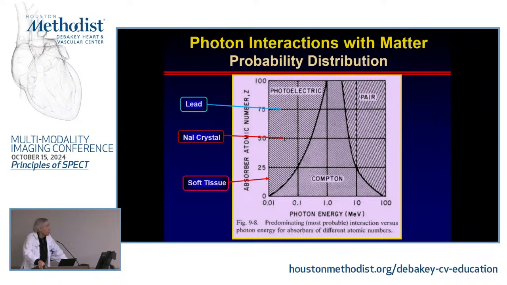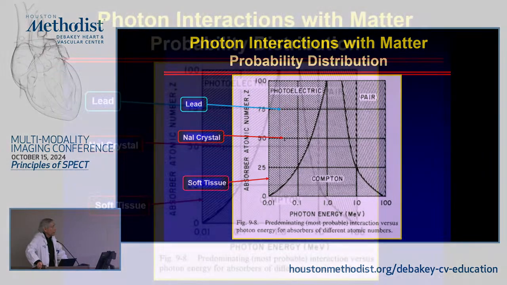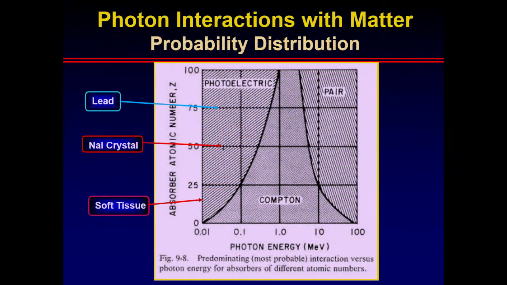Let's talk a little bit about photon interactions with matter. I have lead up here, the sodium iodide crystal, which is a standard crystal, and what we see in soft tissue, which would be in the body. And you can see this diagram looks at where you see photoelectric effect, where you see Compton scattering, and where you see pair production. And so this is 511 keV, this is 140 keV, and the blue arrow is 72 keV.